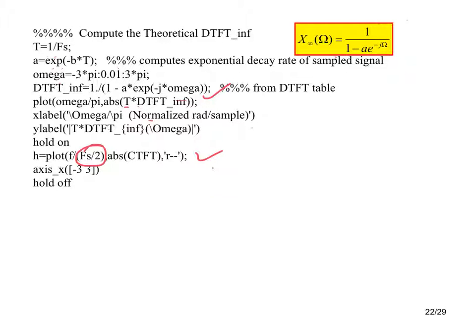I could have plotted this thing relative to physical frequency and had it go from minus fs over 2 up to fs over 2 and then put this one on top of that on that same axis. But I didn't. I put it in terms of the normalized discrete time frequency because we're looking at the DTFT plot. That's our focus here.